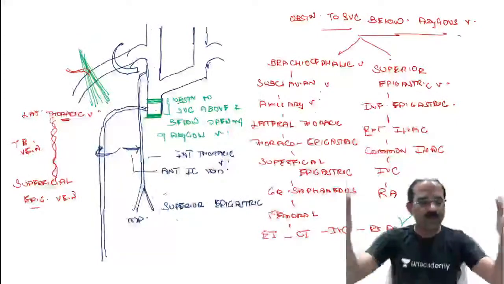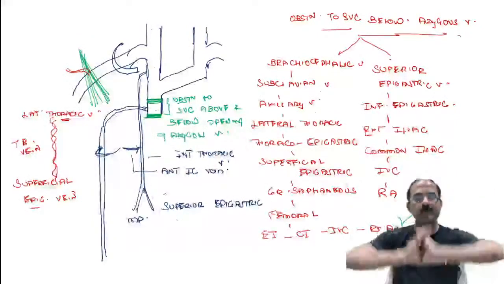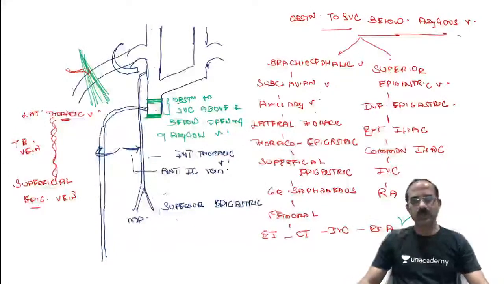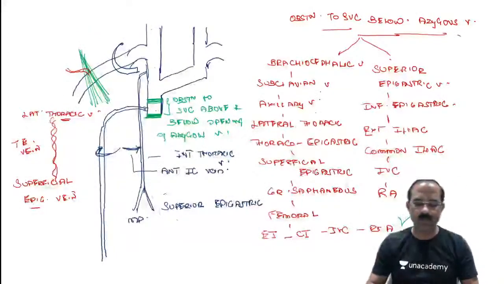Is this clear, students? Is this clear to all of you? This is a very important topic. Obstruction to the SVC. One is below the opening of azygous vein and one is above the opening of azygous vein. Clear है सबको?